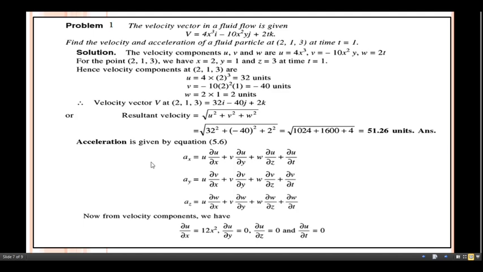Now what about the acceleration? We know the formula: ax is u ∂u/∂x plus v ∂u/∂y plus w ∂u/∂z plus ∂u/∂t. In this way we get the acceleration component along the x direction, similarly along the y direction and the z direction. If we focus on the first one, ax, for that we need these values.